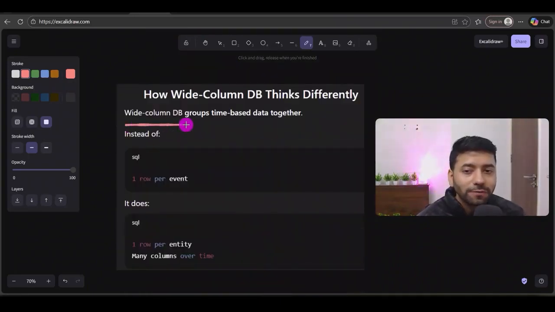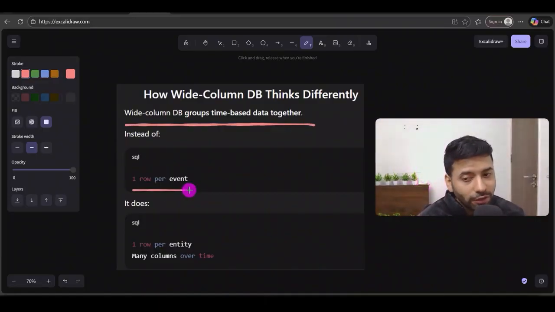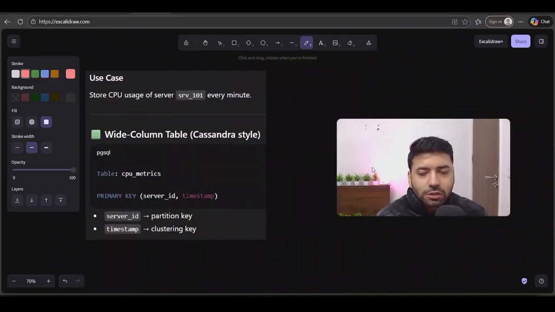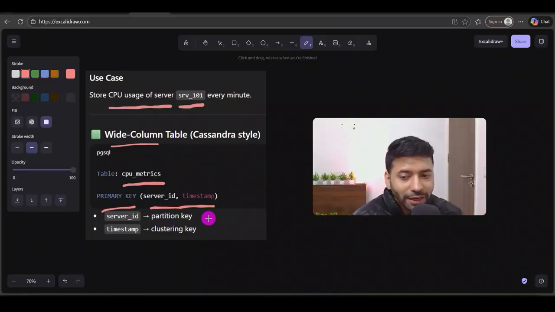Now let's see how the wide column database will handle it differently. It will group time based data together, and we will just perform appends. In SQL it would be one row per event, but in a wide column database, it would be one row per entity and many columns over time. I know it might still be confusing, so let's take an example. Say we have to store CPU usage of server ID 101 every minute. For a wide column database like Cassandra, we will have a table called CPU metrics, and the primary key will be server ID and timestamp. Server ID is the partition key and timestamp is the clustering key.